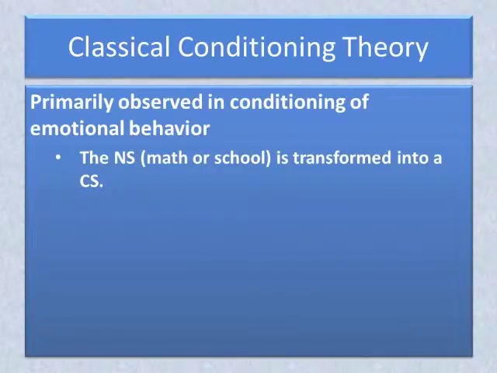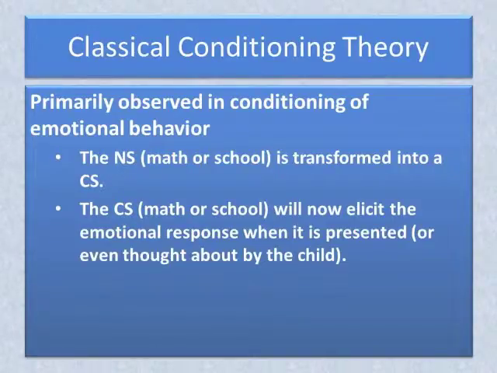The neutral stimulus, or NS, the school or perhaps math, will eventually begin to elicit the anxiety or negative emotion elicited by doing poorly in math, because it has been transformed into a CS, a conditioned stimulus. Simply seeing or even thinking about the school or math will now elicit the anxiety or negative emotion because it is associated with doing poorly in math. This is a learned association.